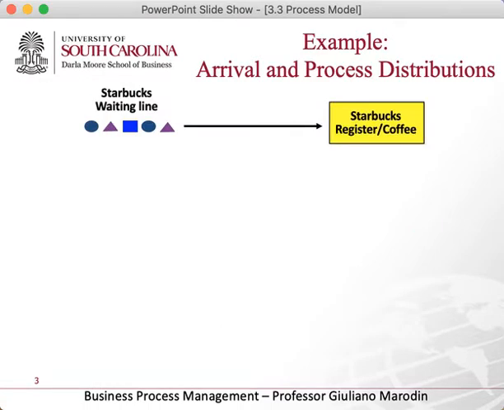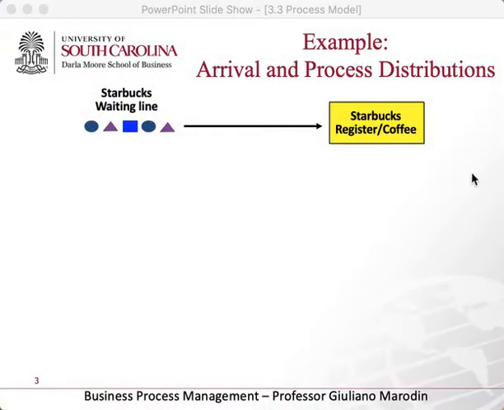Okay, so the first question is, what additional information is ProcessModel giving, right? So imagine that you have a process that's happening in a Starbucks. You have a classical waiting line problem, right? You have people that decided to go to Starbucks. They're waiting in the line. We have the register and coffee making here, right?